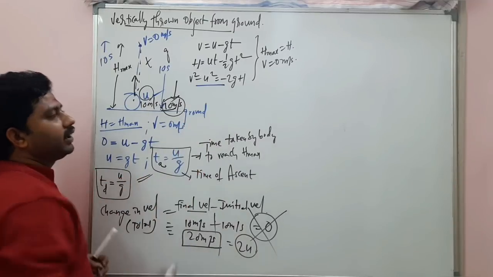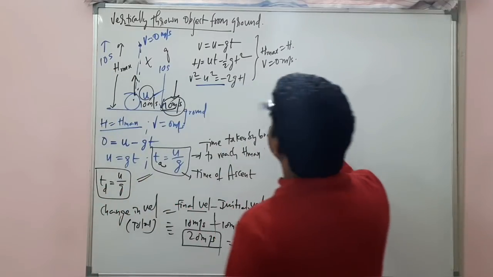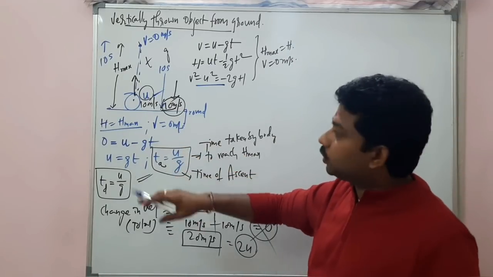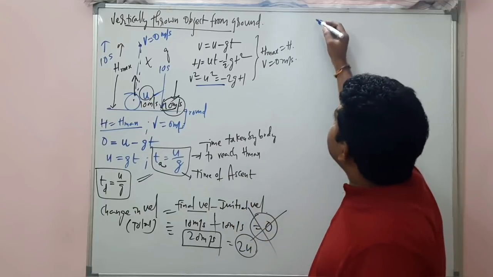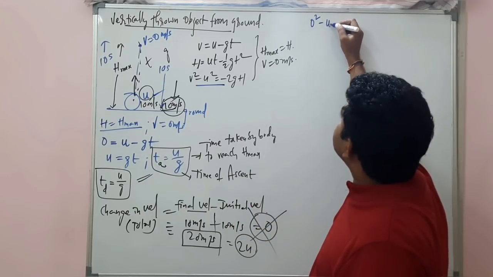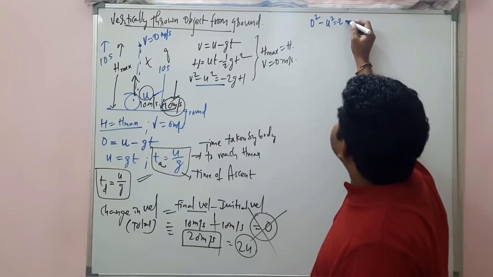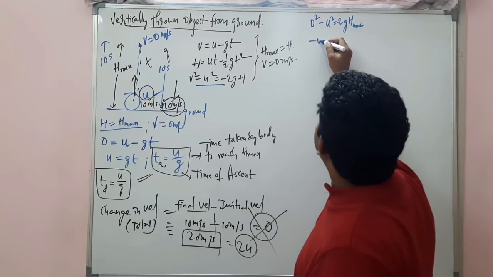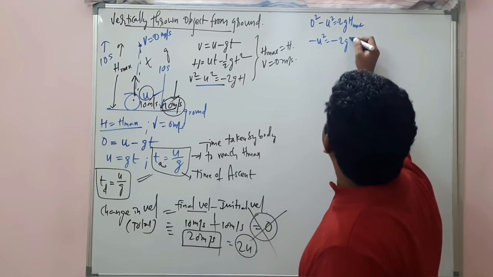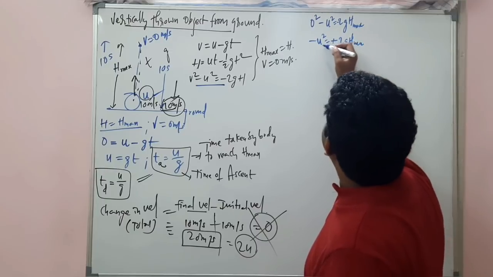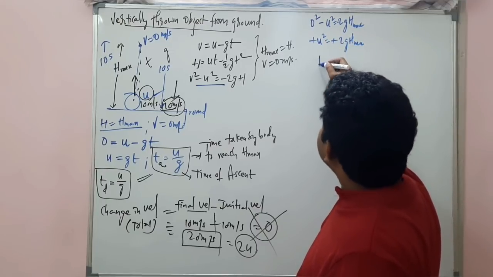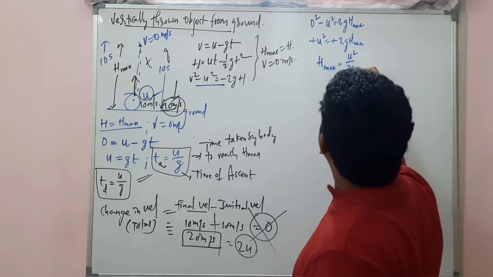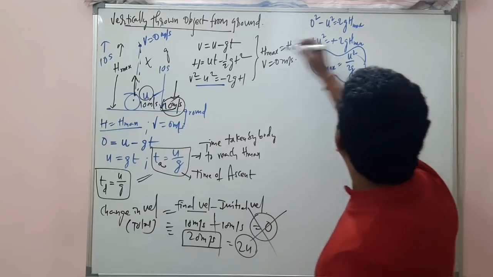Now, let's use this equation, right? V square minus u square is equal to 2gh. At maximum height only we are talking about, and v is equal to 0 meters per second. So 0 square minus u square is equal to minus 2 into g into h maximum. So minus u square is equal to minus 2g into h maximum. Minus minus cancel. This is the most important point. H maximum is equal to u square by 2g. Remember this.